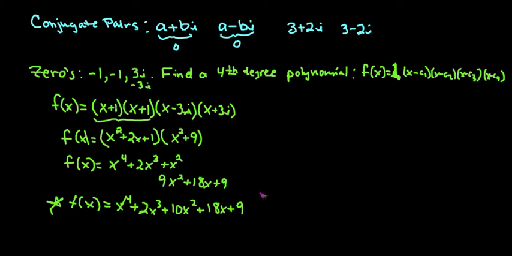Alright, let's take a look at a second type of problem that we can do that's going to involve conjugate pairs. And this one they're going to give us a little bit different information. So this one they're going to tell us that f of x equals x to the fourth minus 3x to the third plus 6x squared plus 2x minus 60 is our polynomial.